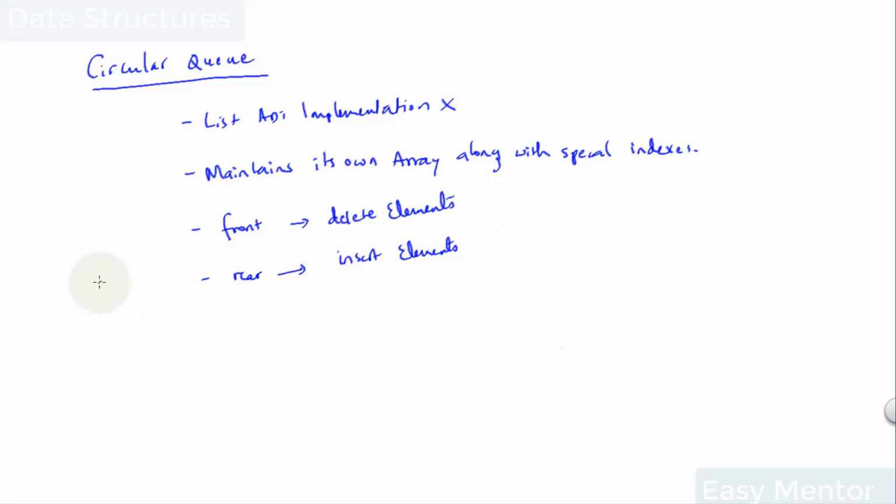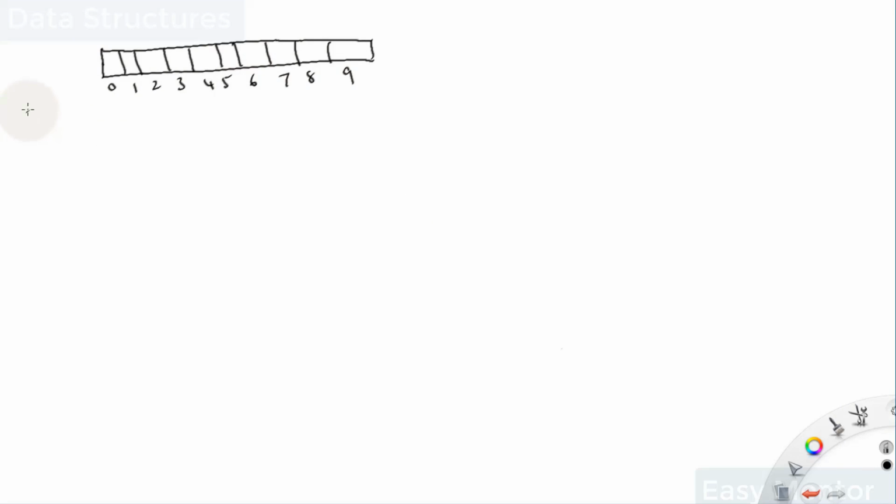Let's take an example and illustrate how this circular queue works. So let's take an example of an array which has 10 elements in it. And as we said, the circular queue has two indexes. The first one is the rear, using which we insert elements, and the second one is the front, using which we delete the elements. So initially, both front and rear are initialized to -1. So front is -1 and rear is -1 as well.